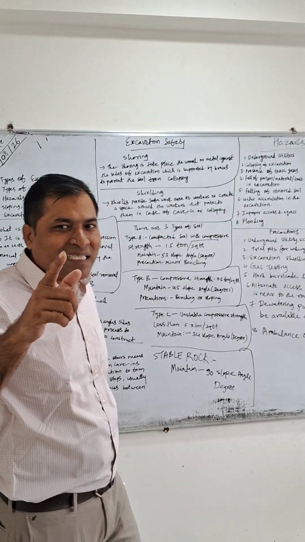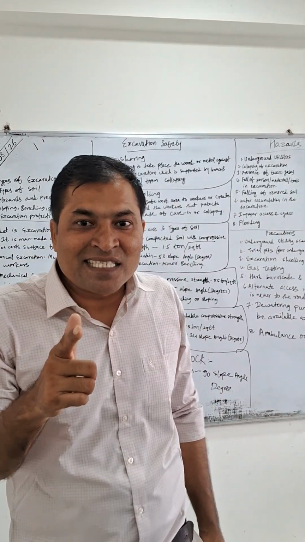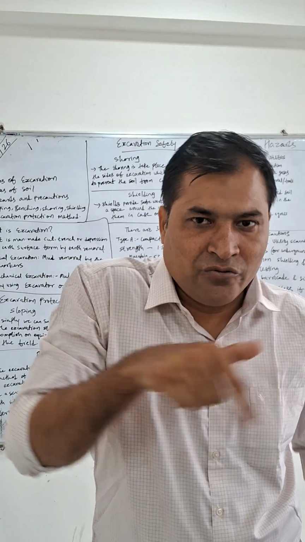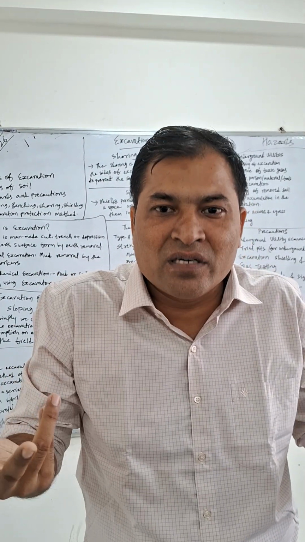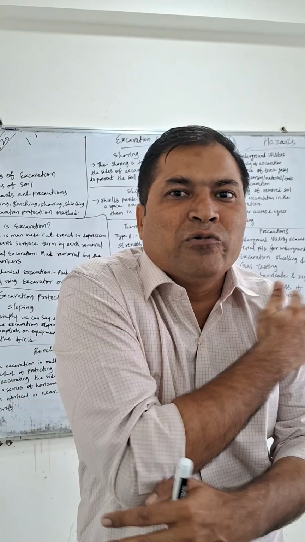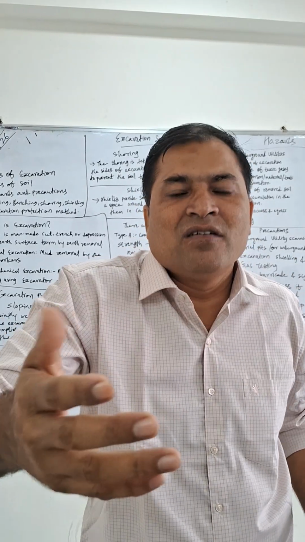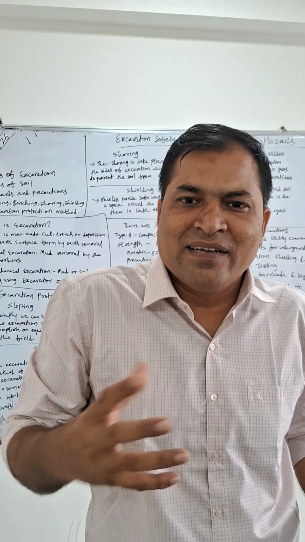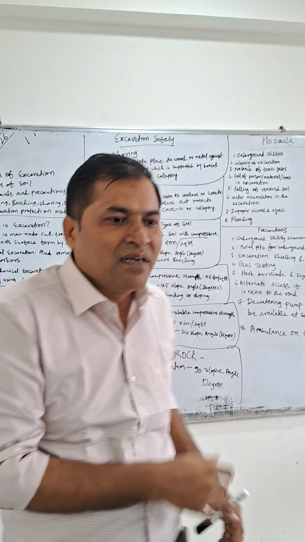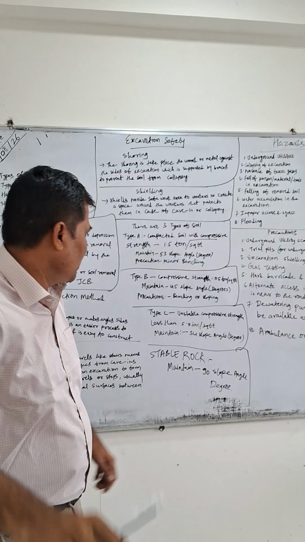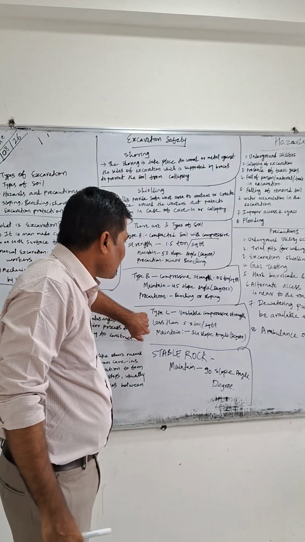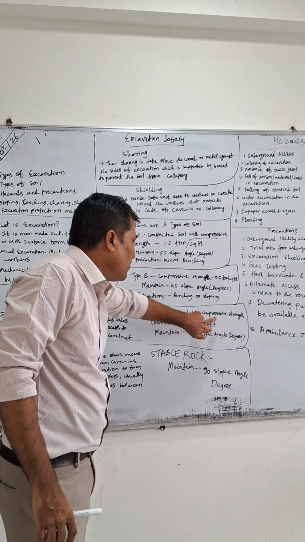Okay? Access and egress is very important. You can go inside, that is the access point. But in an emergency, how will you come out? So egress should also be in a ready position. If anything goes wrong, you can immediately come out with the help of egress points. Understood? Type C, which covers unstable compressive strength.